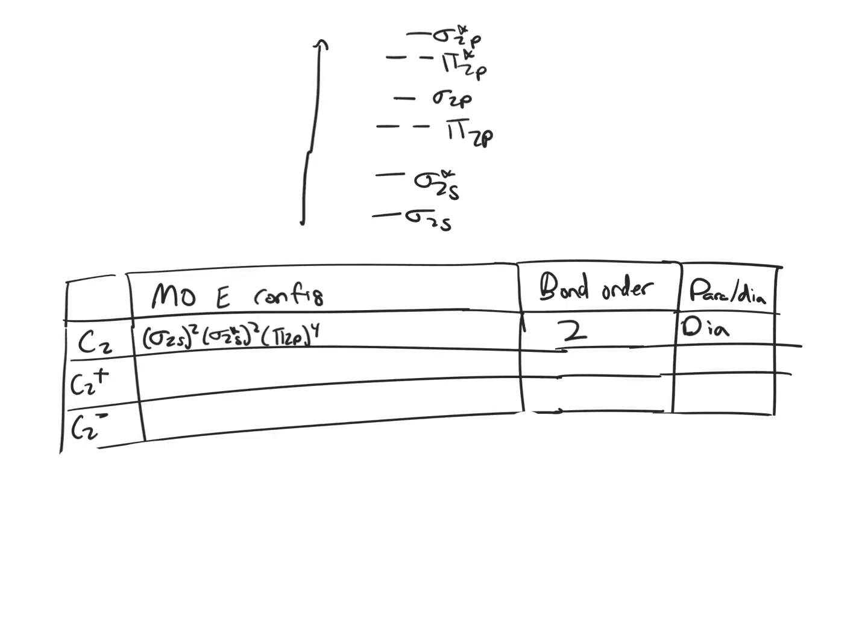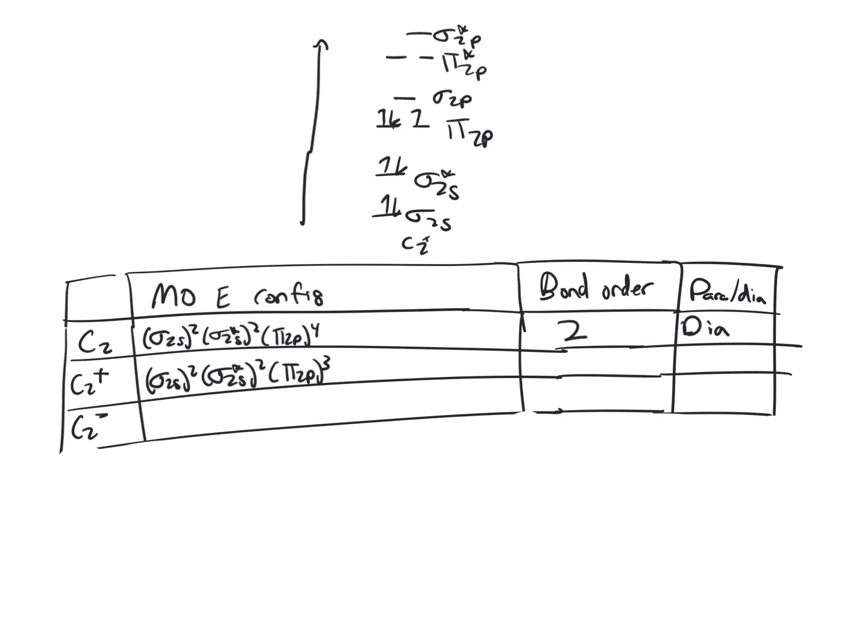Okay, so starting with the MO electron configurations, C2+ would have, instead of 8 electrons, because of that plus charge, only 7. As a result, we have to lose one of these electrons. So the electron configuration for C2+ would just be sigma 2s2, sigma star 2s2, and then just 3 electrons here in the pi 2p orbital. The bond order then, instead of having 4 of these bonding electrons, I just have 3.